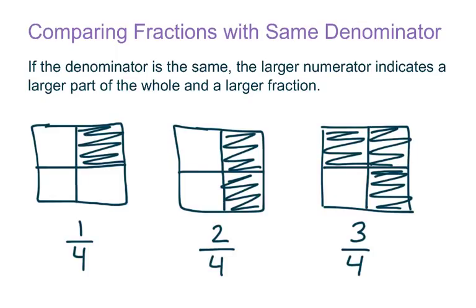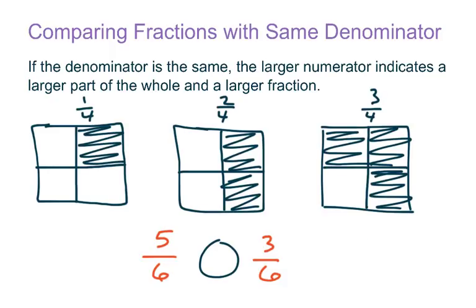Another helpful hint is when our fractions have the same denominator. If the denominator is the same, the larger numerator indicates the larger parts of the whole, or the larger fraction. In this case, we see in our picture that if an object is split into 4 pieces, if we eat 1/4, then 2/4 is greater, and then 3/4 is even greater. So as our numerator increases, if our denominators are the same, the larger numerator indicates the larger fraction.